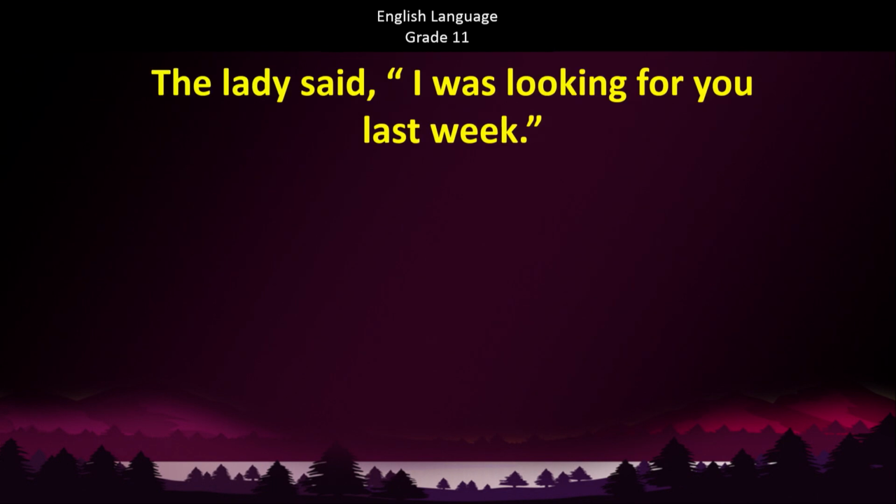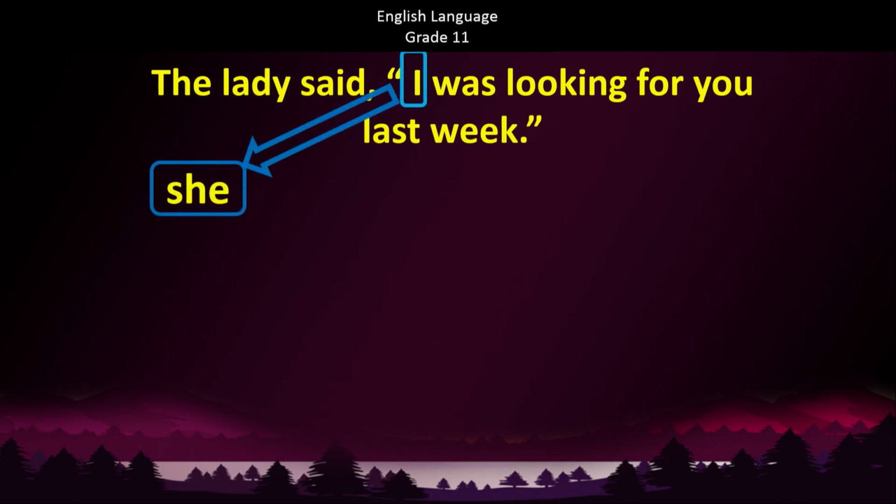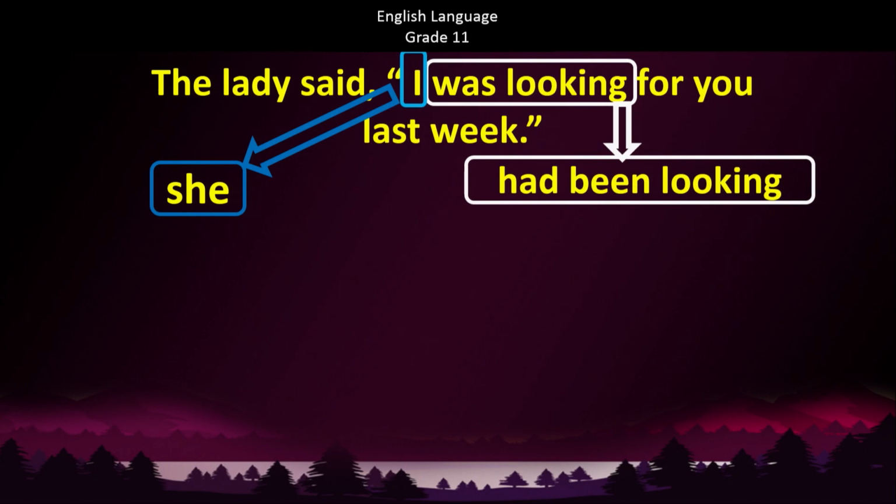Okay. The lady said, "I was looking for you last week." Here, the word "I" should be changed into "she" because the lady is a feminine character. "Was looking," past continuous, should be changed into past perfect continuous tense. Was looking, had been looking.